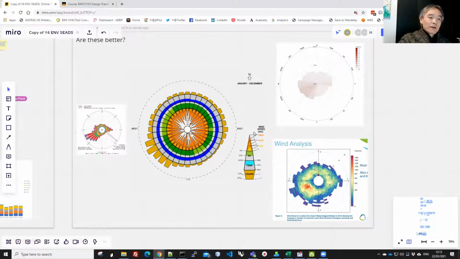Now, this chart, instead of showing frequency as the length of the bars, this one shows the speed, the average speed as the length of the bar, but using color coding for frequency. This one is color coding for speed and the length for frequency. This one is length for speed and color coding for frequency. So if you look at that, it kind of tells you the same story as this.